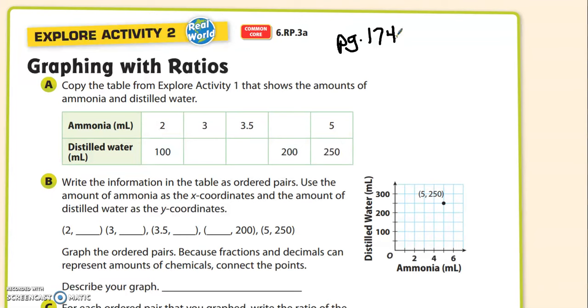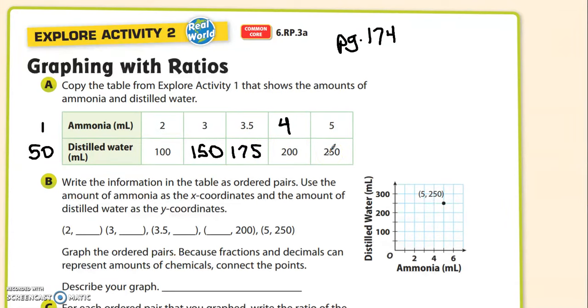Question A reads, copy the table from Explore Activity 1 that shows the amounts of ammonia and distilled water. And I'll remind you that we learned that for every one ammonia, there's 50 waters. So we can use that math to figure out that if we had 2 ammonias, it'd be 100 waters, 3 ammonias would be 150, 4 ammonias would be 200. This one right here is 175. We talked about that on the previous page.